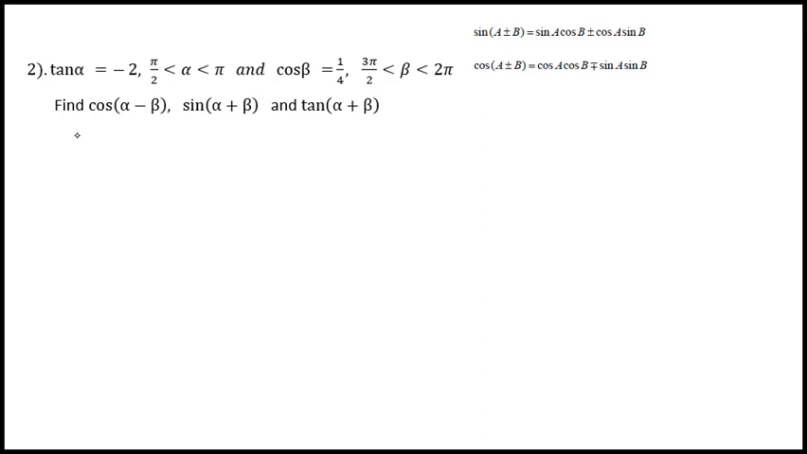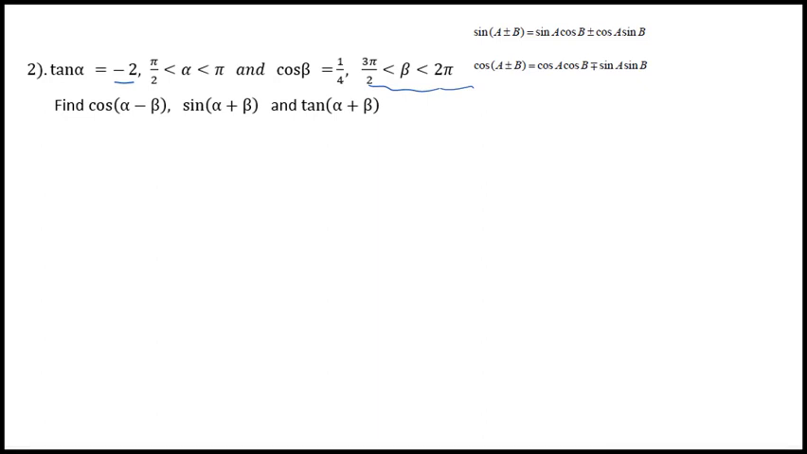This video is about application of compound angle identities. Tangent alpha equals -2. Alpha is between pi over 2 and pi. Cosine beta equals 1/4. Beta is between 3 pi over 2 and 2 pi. Find cosine alpha minus beta, sine alpha plus beta, and tangent alpha plus beta.